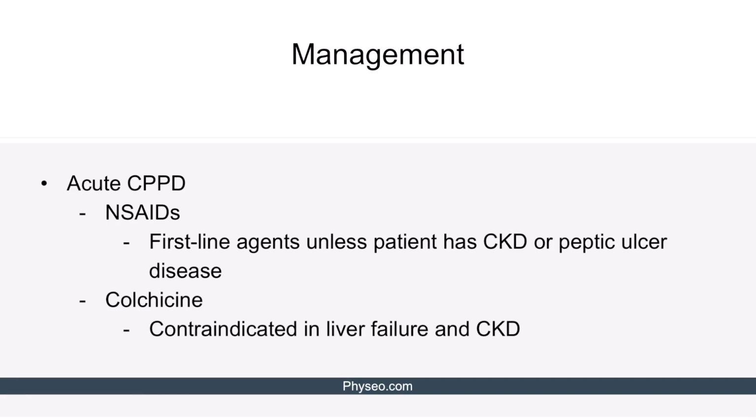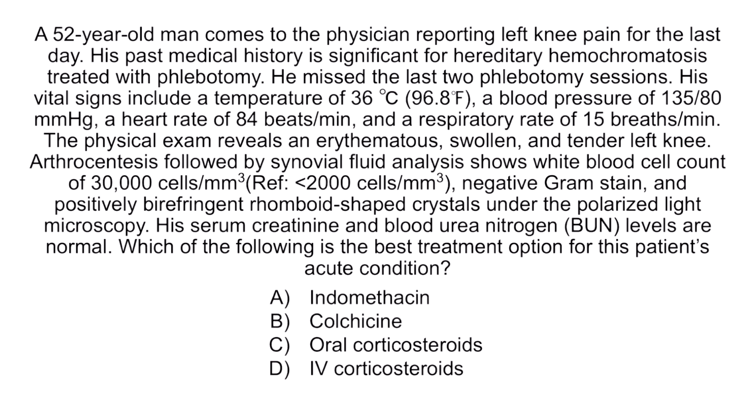Here is the slide reminding us of the management of an acute calcium pyrophosphate deposition disease. Let's discuss why the other options are incorrect. Option B, colchicine, is incorrect because although it can be used in chronic as well as acute CPPD, it is not the first-line medication for an acute condition. Options C and D, oral and IV corticosteroids, are incorrect because they are used in acute CPPD if the patient has a contraindication for NSAID. And that concludes our lecture on pseudogout.